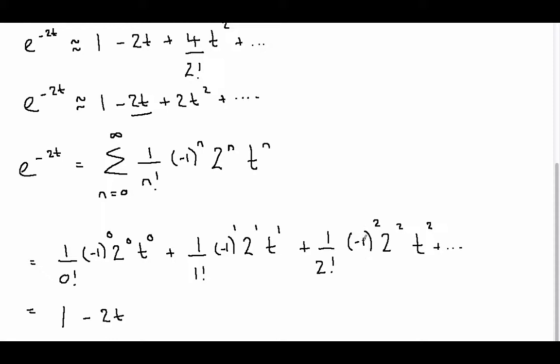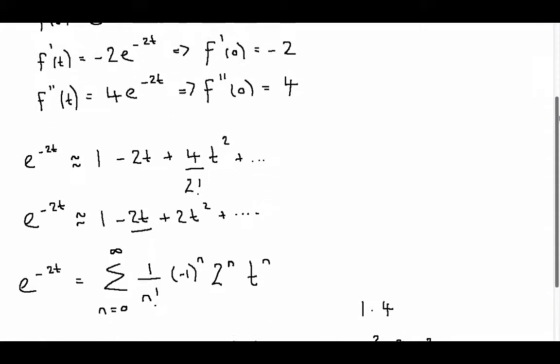And finally we have minus 1 squared, so that's just 1. We have 2 squared, which is 4, 2 factorial, which is 2, so 4 over 2 gives us our 2. So we have our plus 2t squared. So we can see that the Maclaurin series for e to the minus 2t is the sum from n equals 0 up to infinity of 1 over n factorial minus 1 to the n, 2 to the n times t to the n.